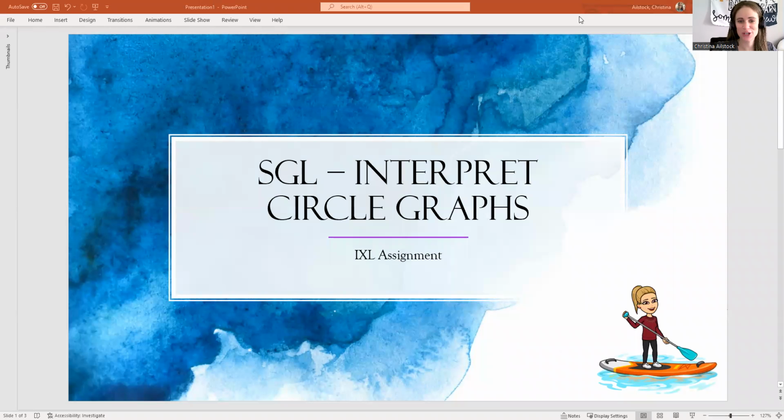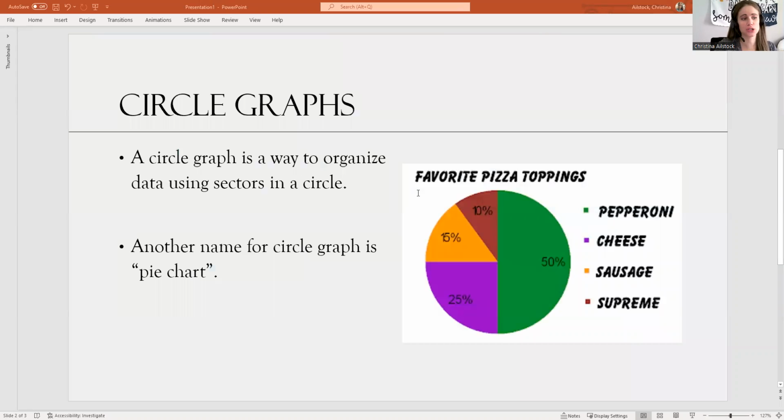Hello. Today we're going to go through IXL assignment SGL, interpreting circle graphs. So first, let's just freshen up our memory on exactly what a circle graph is. A circle graph is sometimes referred to as a pie chart, and it is a way to organize your data using sectors. So the sectors are the different sections here, and it always uses a circle.